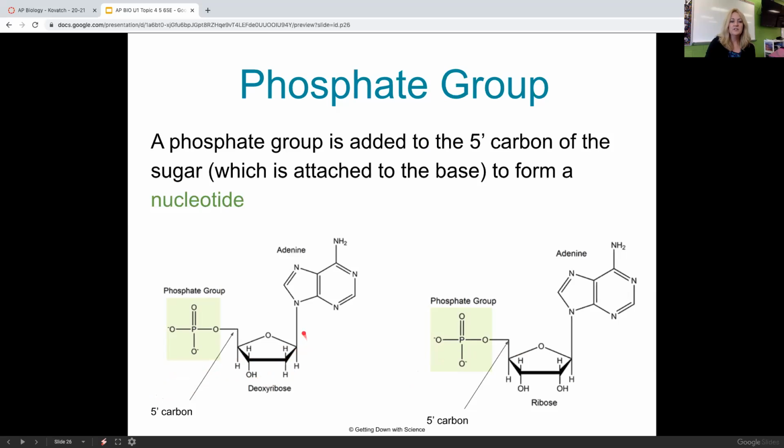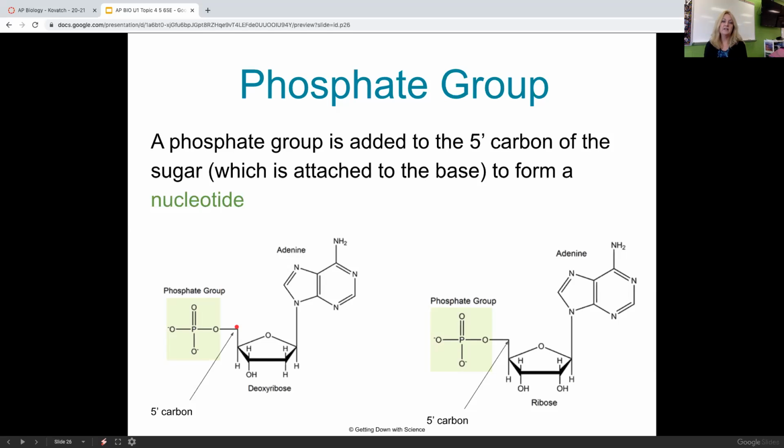The way this works is we count the carbons in the sugar. This is considered carbon number 1. This one is carbon 2. This is 3. This is carbon 4. This is carbon 5. So the 5' carbon is the one that you start with, the one that is on the nitrogenous base. You start numbering them that way along the bottom, and that is the 5th one.